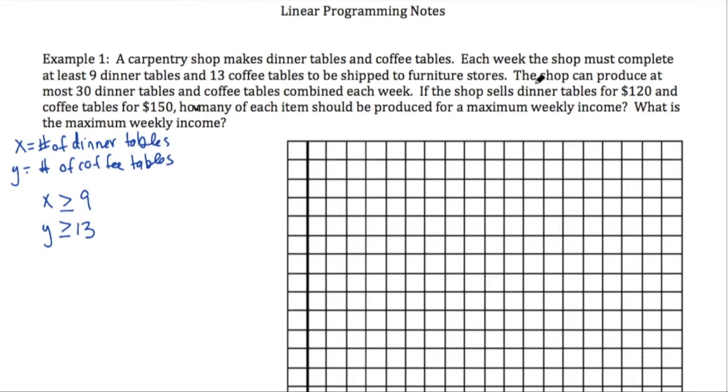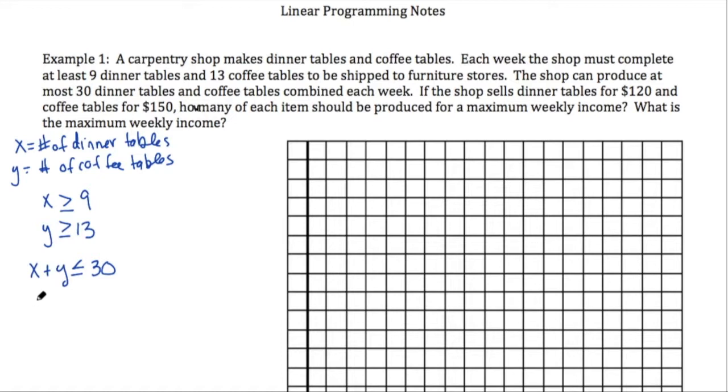It continues saying the shop can produce at most 30 dinner tables and coffee tables combined. Dinner tables is x, coffee tables is y, so dinner tables and coffee tables combined would be x plus y, and it says they can produce at most 30. So they can't produce more than 30, but they can produce 30, so less than or equal to 30. Great, so we have 3 inequalities that we're going to graph.